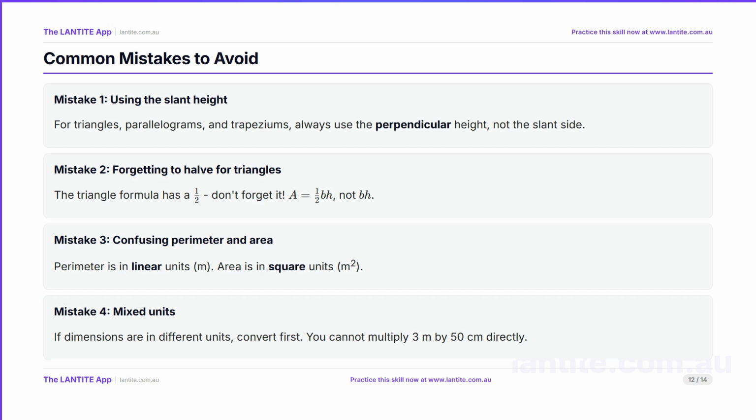Let's look at common mistakes. First, using the slant height instead of the perpendicular height. This applies to triangles, parallelograms, and trapeziums. Second, forgetting to halve when calculating triangle area. The formula is 1/2 times base times height, not base times height. Third, confusing perimeter and area. Perimeter is measured in linear units like meters, while area is in square units like square meters. Fourth, mixing units. Always convert to the same unit before multiplying.